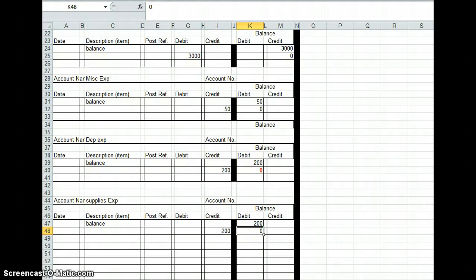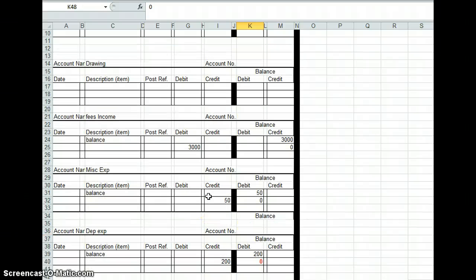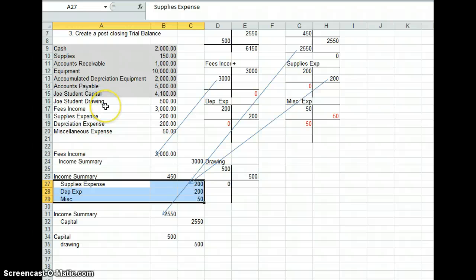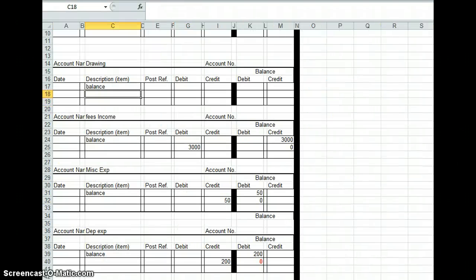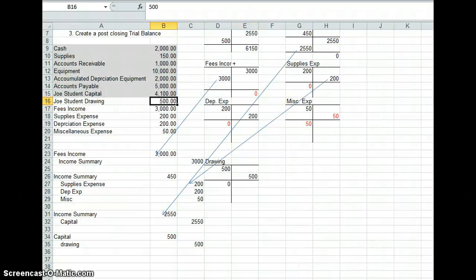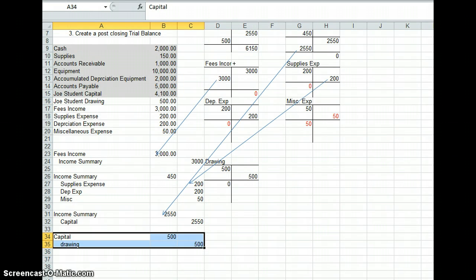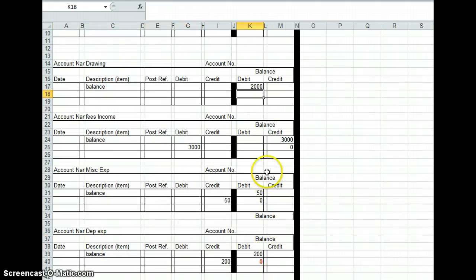Looking good so far. So I have everything done but drawing. Drawing had a balance. Let's check and see what the drawing balance was. It was $500, so I'm going to go to sheet 2. So drawing had a normal debit balance of $500. If we go back to sheet 1, we can see that we had a journal entry for drawing of $500 credit to bring the account to 0. So we will do that.